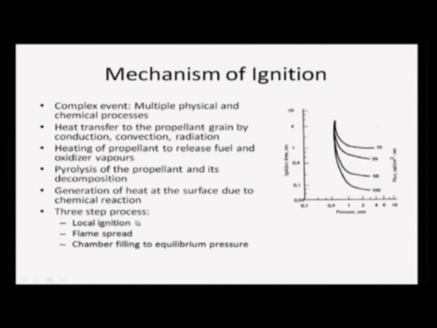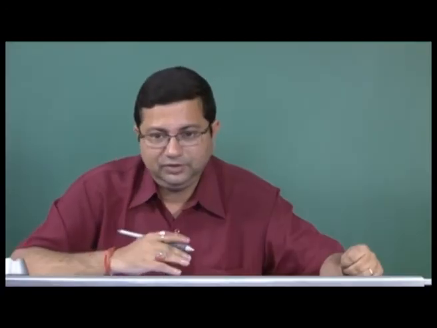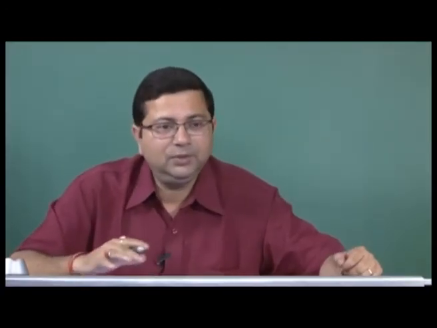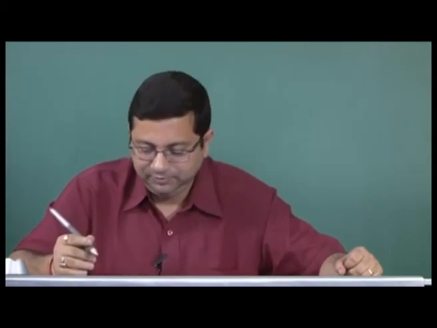Essentially, it is a 3-step process. First, we have a local ignition, then the flame produced by this local ignition spreads. So, it is a flame spread, and then finally, the entire chamber is filled to equilibrium pressure. When the ignition process is complete, we get equilibrium pressure in the entire chamber.